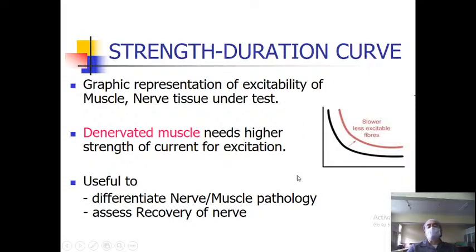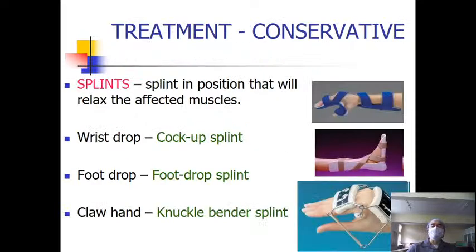similar strength duration curve. So it is useful to differentiate nerve or muscle pathology or to assess the recovery of the nerve. All these tests are done to know whether the nerve is regenerating or not. Unless you do these things, you won't get an idea whether the nerve is trying to regenerate or not. When the nerve is not regenerating even after a prescribed time, then it is time for you to intervene.